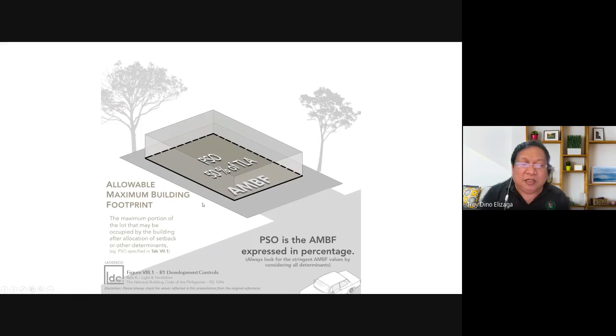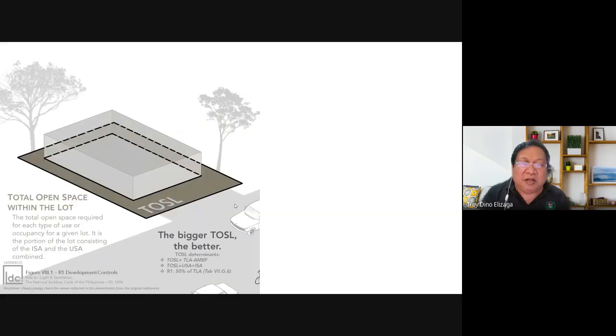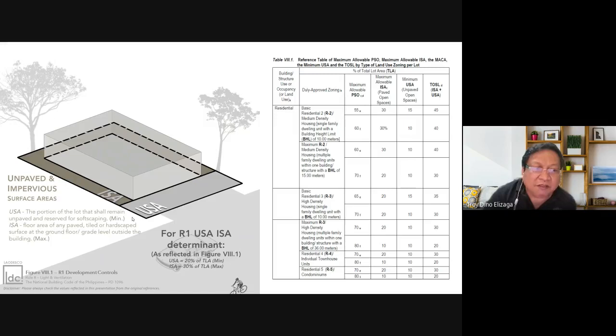Okay, so here what you need to know is that there's a maximum allowable building footprint, and then you also have the total open space within the lot. So that's the footprint there, and then outside of that, along the setback, is the open space within the lot. Now, in open space, part of it is paved and part of it is not paved, or unpaved.